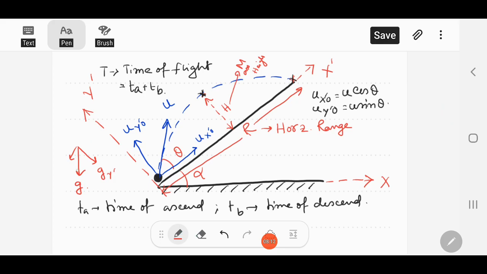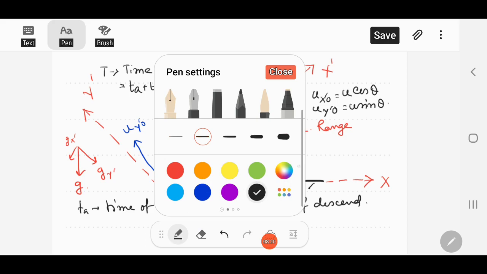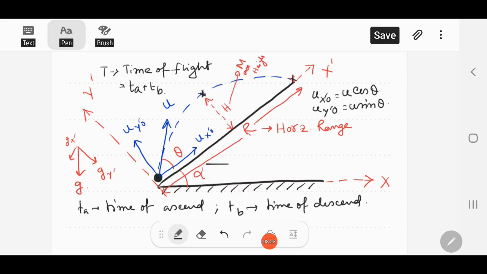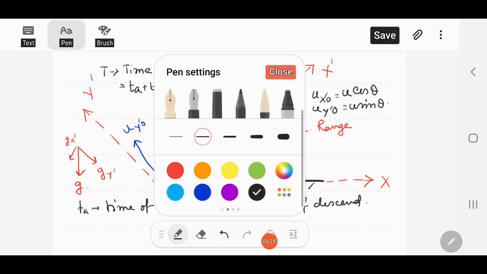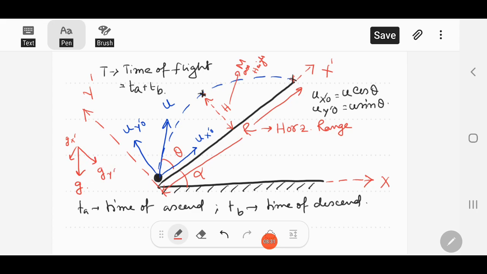So this is our g x dashed. So what is our g x dashed and g y dashed? G x dashed will be, if this angle is alpha, then we can see here, if this is our horizontal plane, then if this angle is alpha, this angle is also alpha, so this will be our alpha here, and you can derive it by simple geometry that this angle is alpha.